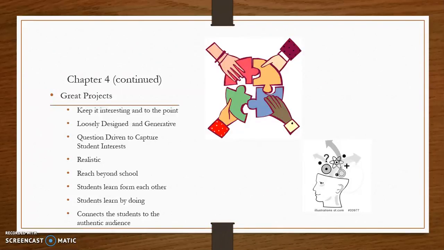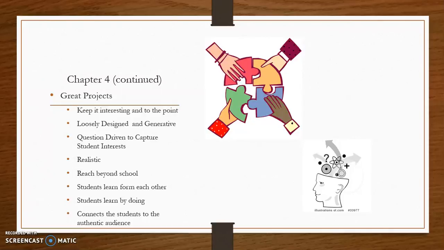Chapter 4 also talks about getting great projects. So in order to get great projects, you have to keep it interesting and to the point, loosely designed and generative. So this means you keep it where each student can come up with a different outcome and it can be modified so that other people can use it.